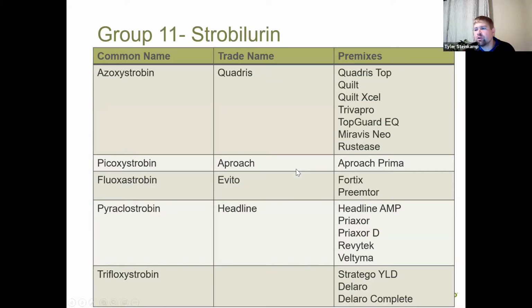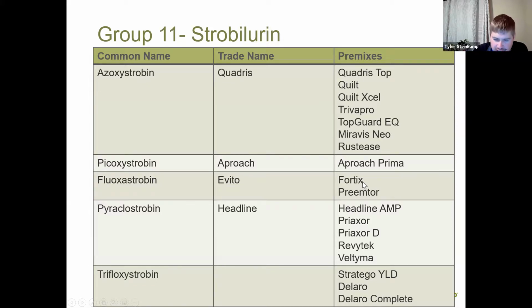Our final one is our group 11, so this would be the strobilurins. You've got azoxystrobin, picoxystrobin, floxystrobin, pyroxystrobin, and trifloxystrobin. Quite a few of these are in various premixes as well. You can see all of the different ones in these categories here. You'll see in particular floxystrobin in 4 ticks.